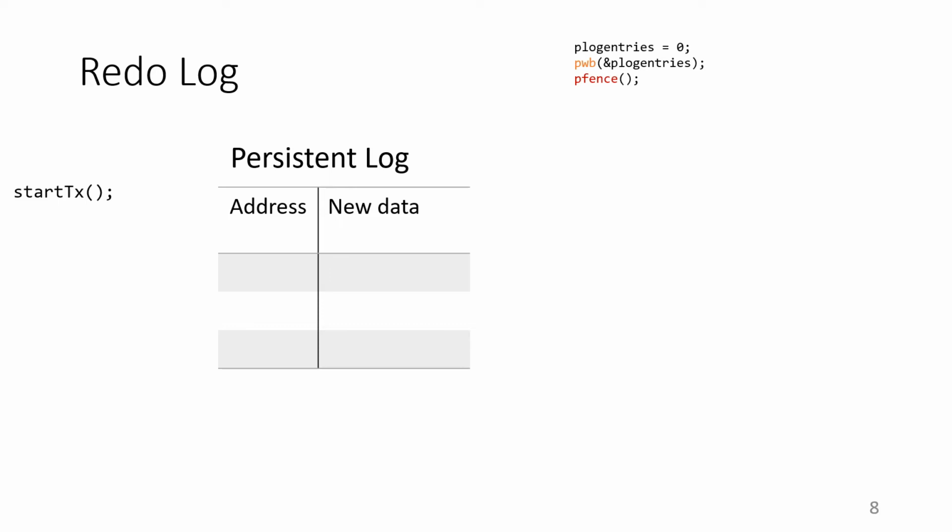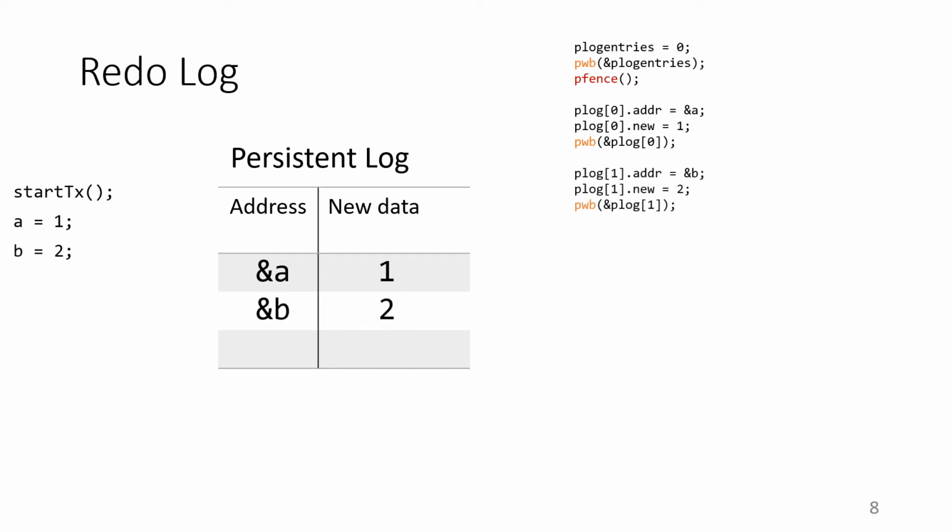For redo log, first you just write the new value on the log and you don't actually modify anything at the address of A. And you flush the log there or at the end of the transaction.